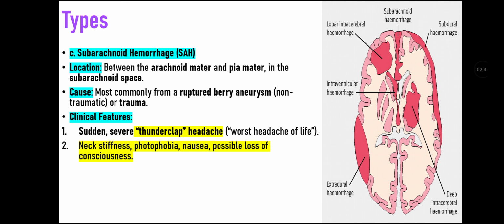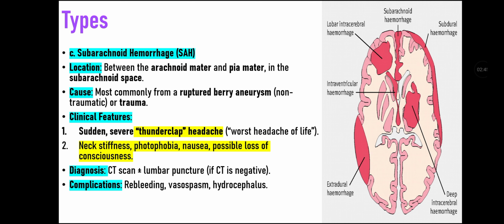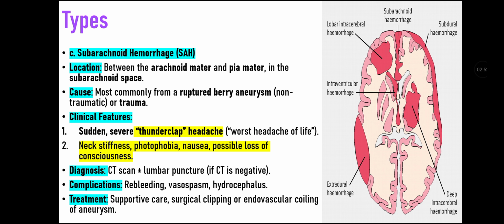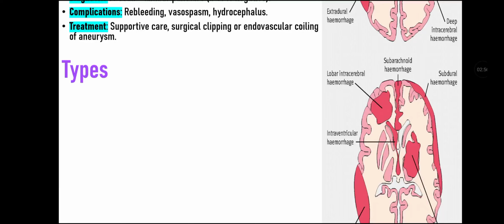There may be neck stiffness, photophobia, nausea, and possible loss of consciousness. Diagnosis is by CT scan and lumbar puncture if CT scan is negative. Complications: there may be rebleeding, vasospasm, and hydrocephalus. Treatment is by supportive care, surgical clipping, or endovascular coiling of the aneurysm.